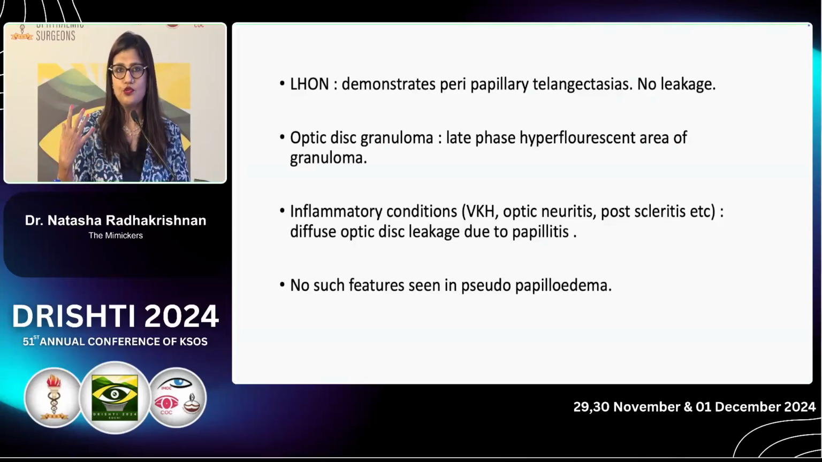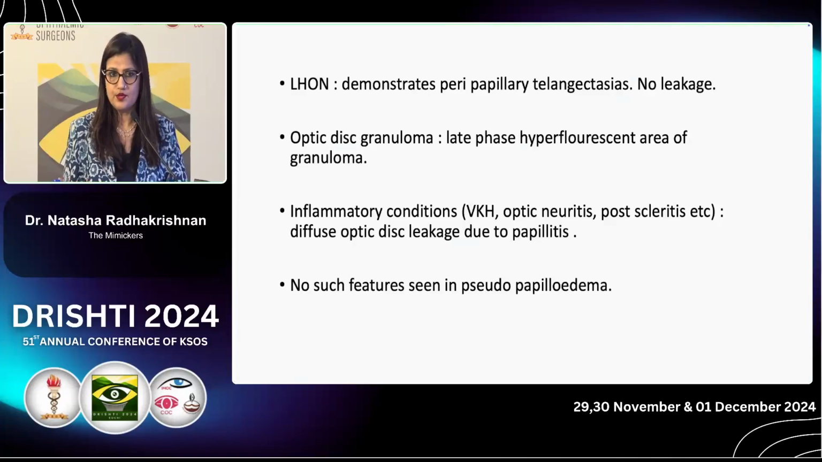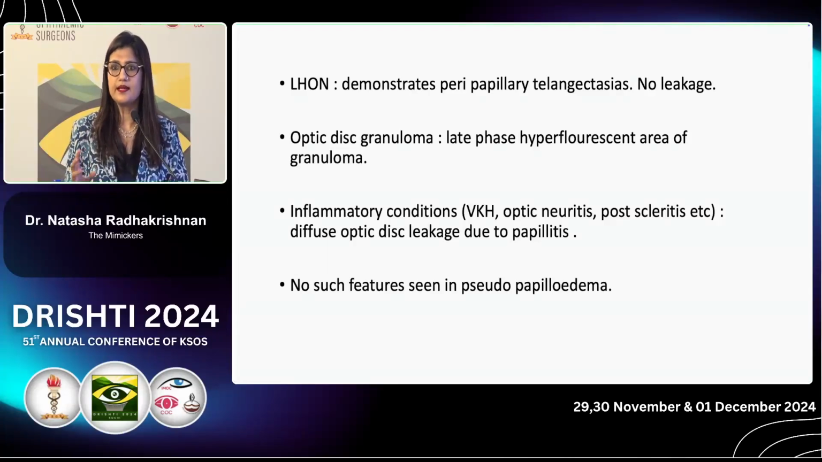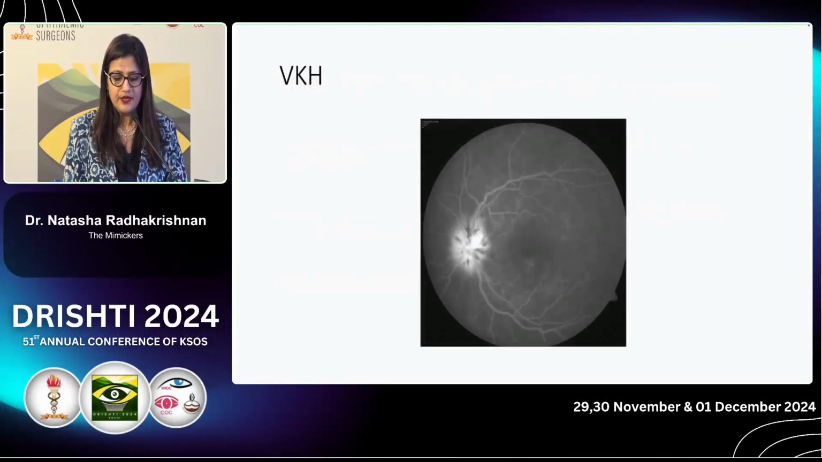In AION also, if you do an FA and you don't concentrate on the initial phases, you may not be able to differentiate whether it is an optic neuritis or an AION. The initial sectoral filling defect has to be picked up if you want to differentiate that. And in pseudopapilledema, of course, none of these features will be seen. In VKH, along with the disc leak, you can look for the pinpoint leakages that tell you that the choroid RPE complex is now leaking.